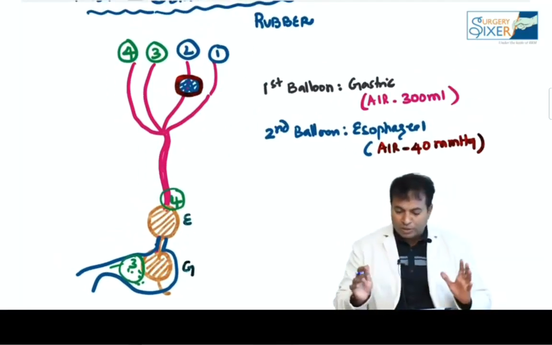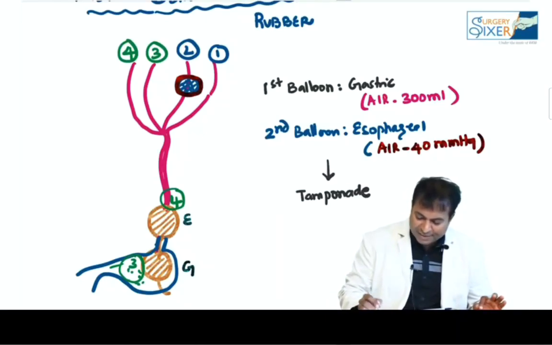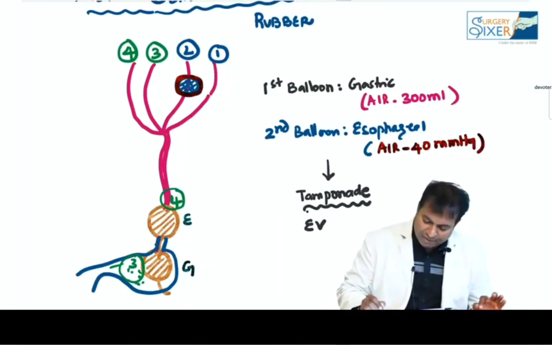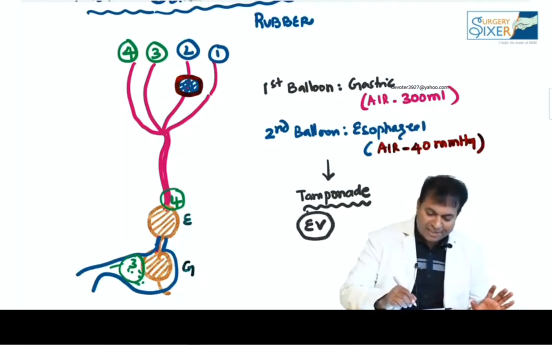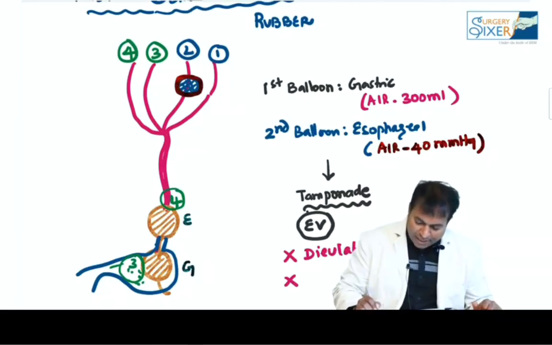So we have now put the balloon. It is producing a tamponade effect on the bleeding varices. This tamponade effect is useful only for esophageal varices. Please remember, it is not useful for other bleeding points, like Dieulafoy's lesion.